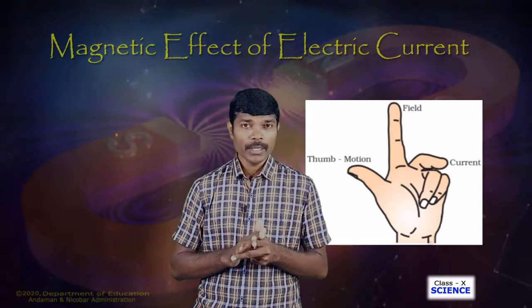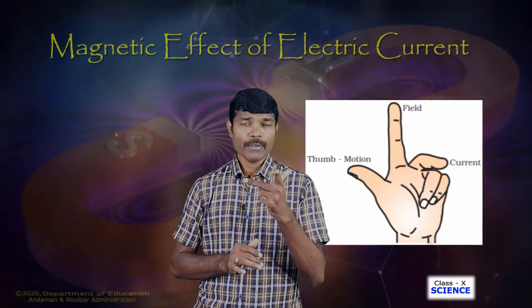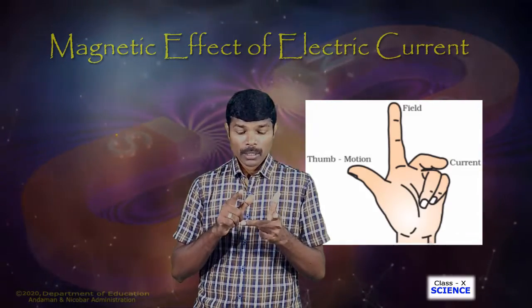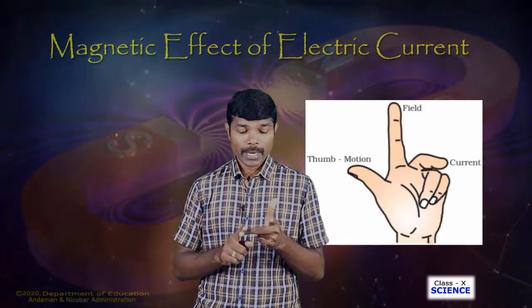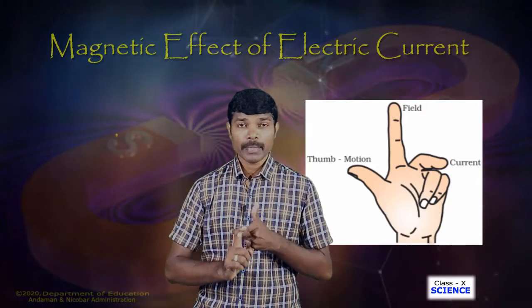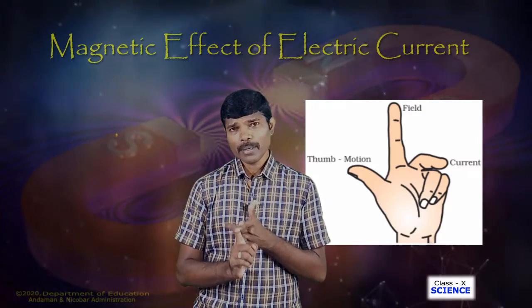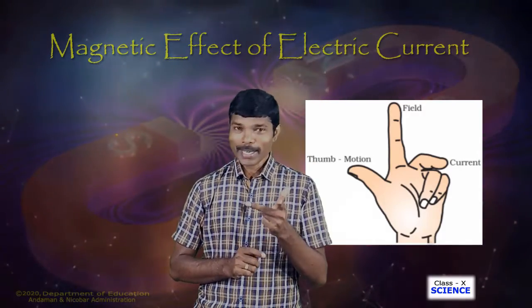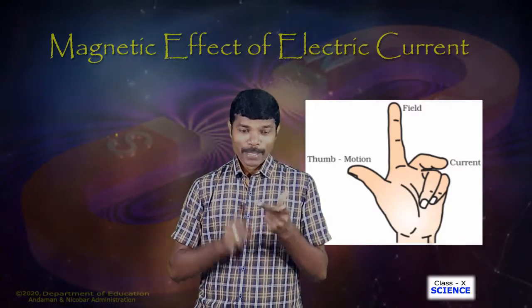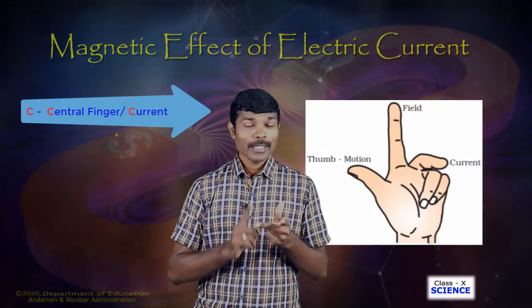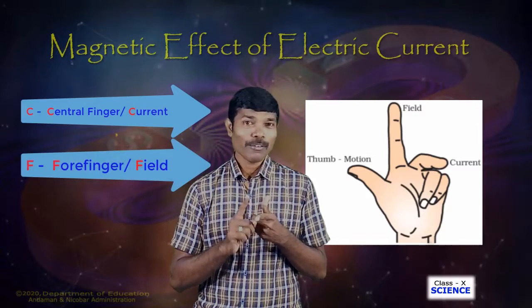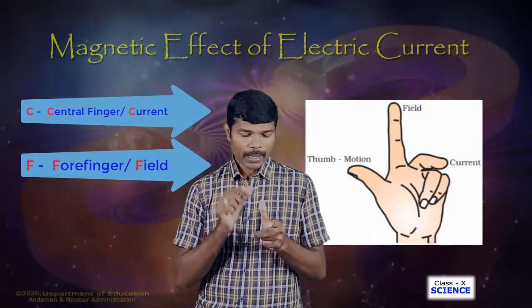If you could arrange these fingers and understand, you can find the direction if you know any 2 of the quantities. Now to understand this, each finger is related to some quantity. Here the thumb indicates motion, the central finger indicates the current, and the forefinger indicates the magnetic field. How can we remember? That has to be remembered. No, it is a very big task. To understand that, what you need to do is: C, central finger, C for current; forefinger, F for field, that is magnetic field; here thumb.